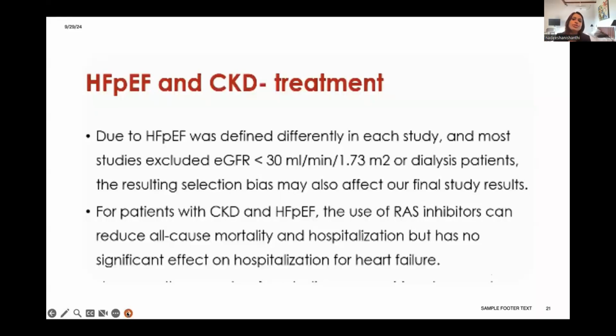So how do you treat? The problem is most heart failure trials excluded patients with eGFR less than 30 or dialysis patients. Only a few trials, I will tell, with the subgroup analysis, included lower eGFR patients. And for all patients with CKD and heart failure with preserved ejection fraction, the use of RAS inhibitors can reduce all-cause mortality as well as hospitalization.